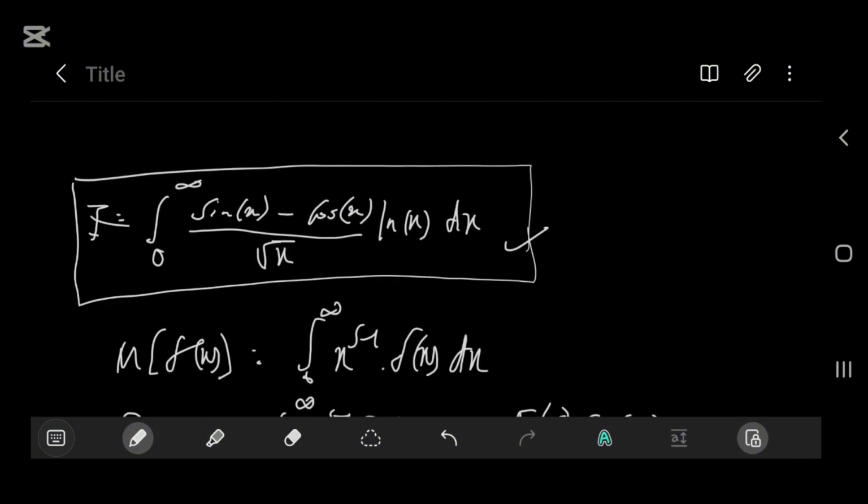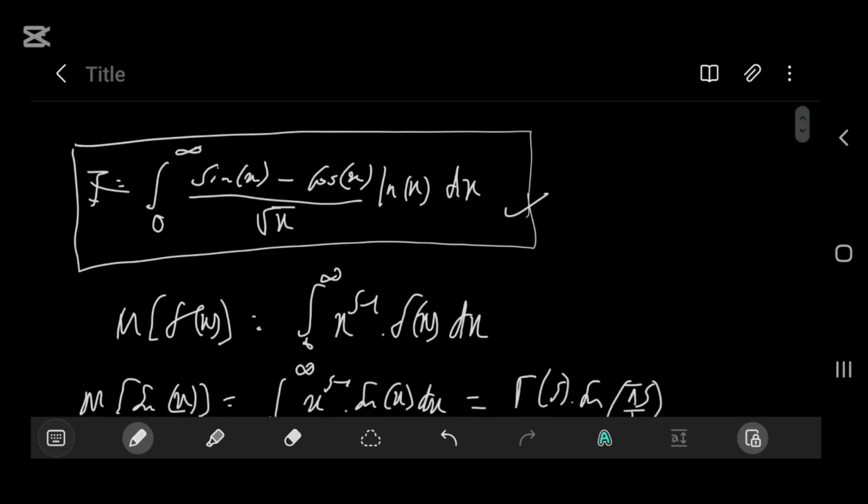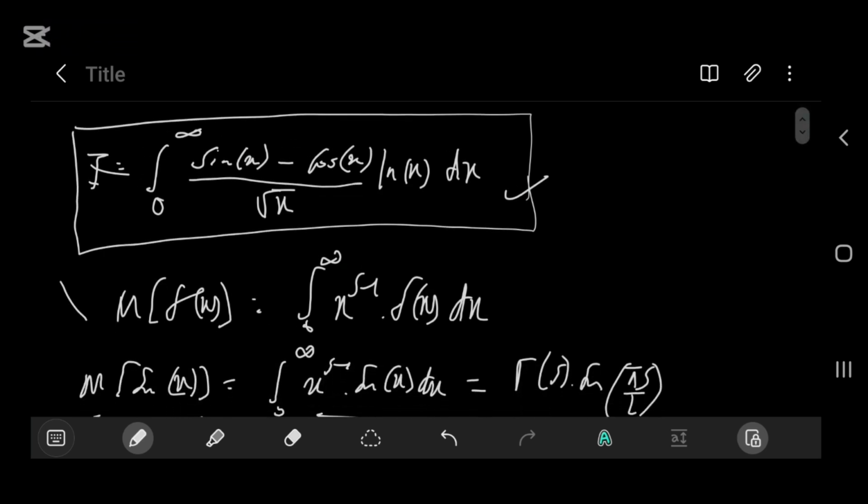It's been a while since using some transformations, and this one's new. Go ahead and try some integral exercises using the Mellin transform. It's just the same as the Laplace transform.